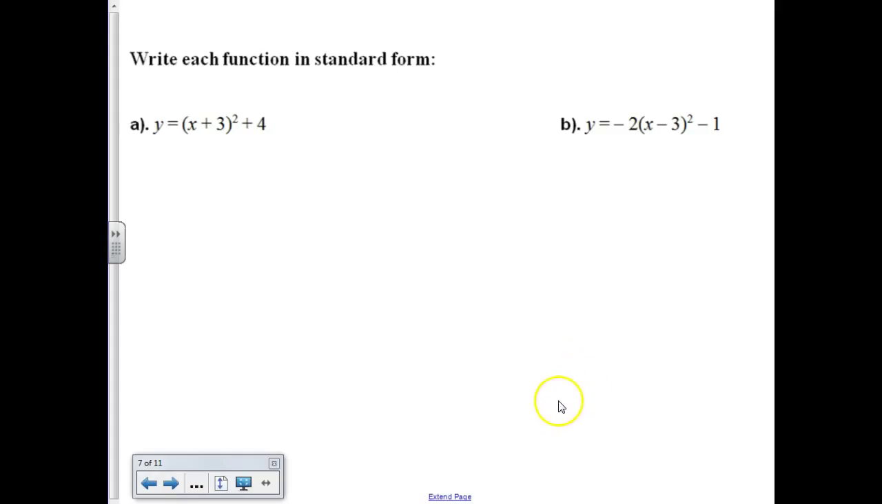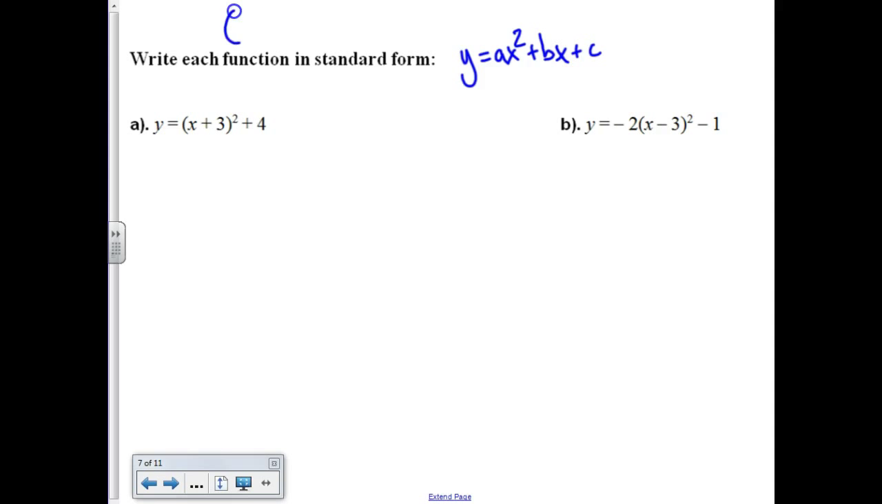Okay, this is a little bit of algebraic manipulation. This should look familiar to you guys from yesterday. Remember yesterday we had vertex form, and today we're talking about standard form? Well, what if I needed you to manipulate this so that it was in standard form? That's going to require you to use some algebra skills. Basically, you need to FOIL these guys out and collect like terms.